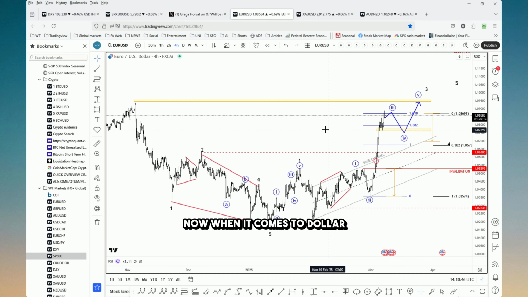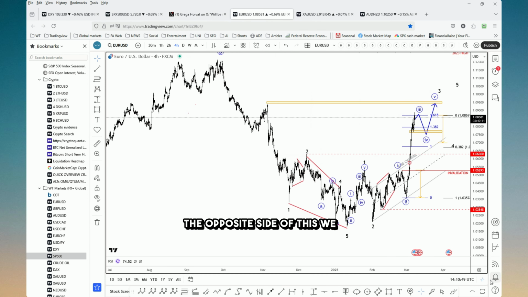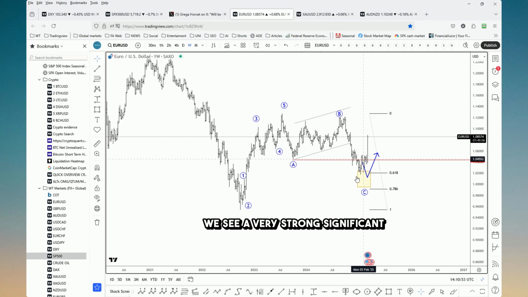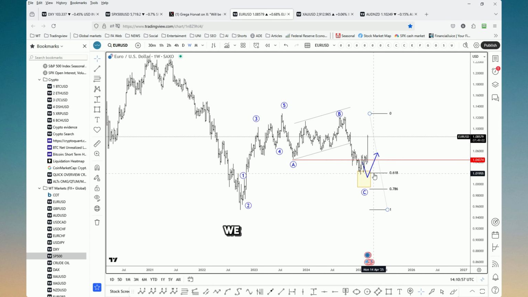Now, when it comes to the dollar, of course, on the opposite side of this, we have euro dollar here. We see a very strong, significant rebound, and I've been calling this reversal for a while. We have now seen a 61.8%. That was a very important level. Some were calling for parity down there, but in fact, we are seeing the complete opposite reaction.